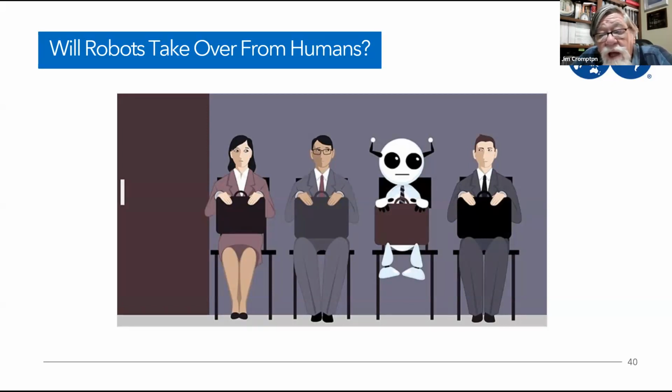So the challenge is, are these algorithms going to be competitors to the next generation workforce, or are they going to be coworkers? Will robots take over from humans, or will we actually find a way to work collaboratively with them? I hope it's the latter. That's what I'm optimistic about in terms of the future. Next slide.